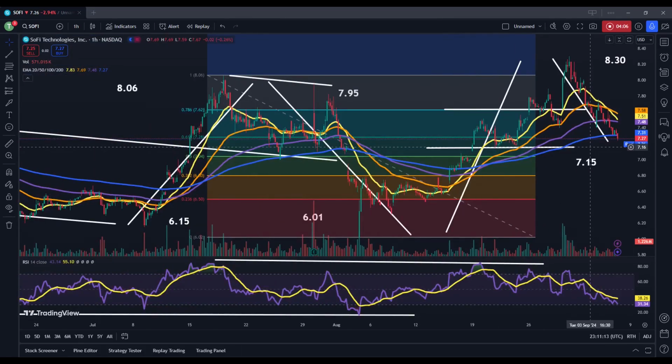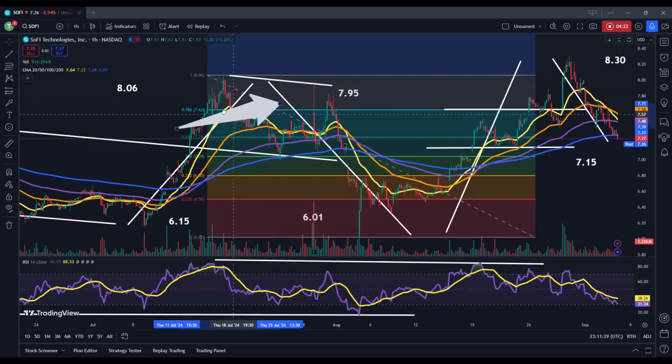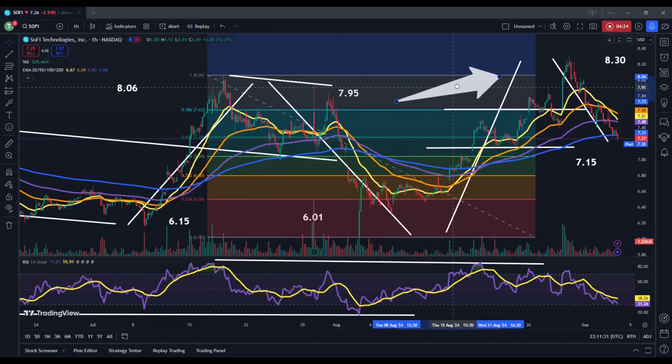So if we do break below $7.15, this overall structure really starts to change, and it starts to look more bearish in nature. That would be a bit disappointing, given the fact that we did break to new highs, coming in at $8.30. We did break above this double top resistance zone that was seen previously.